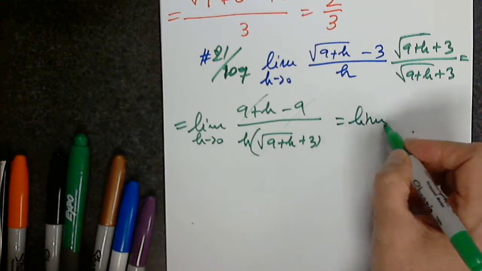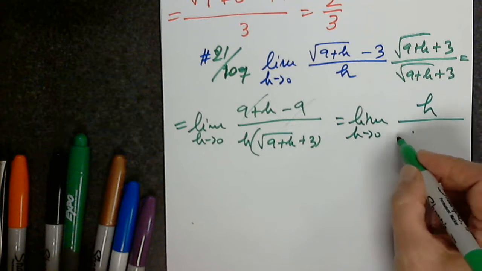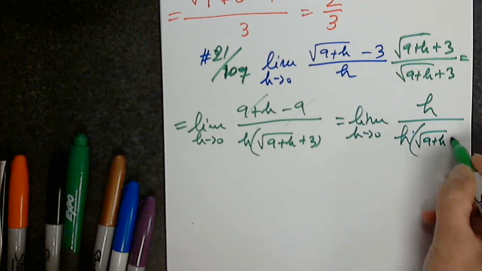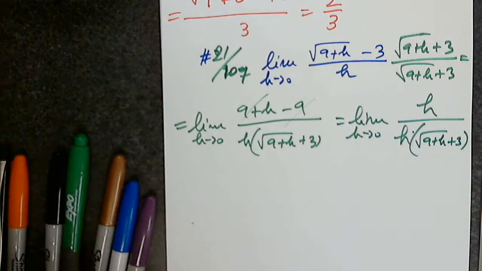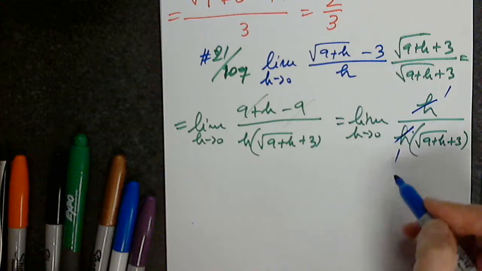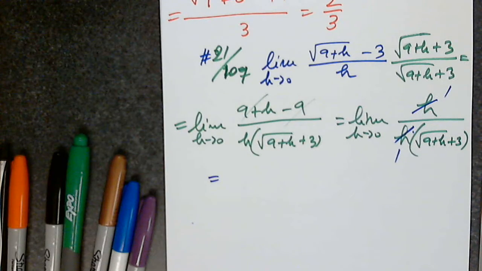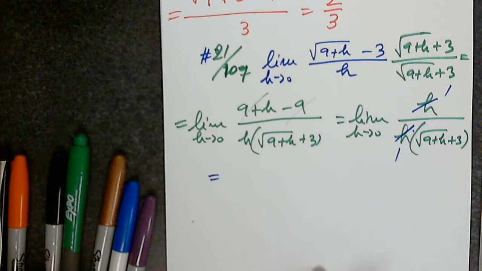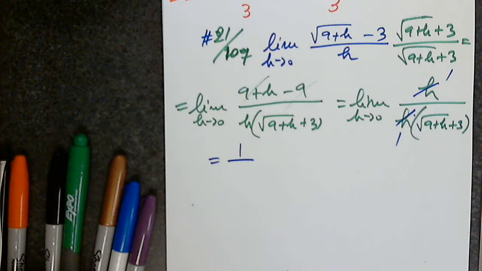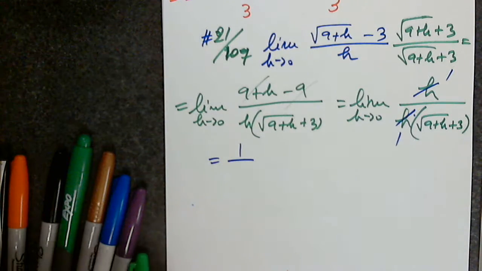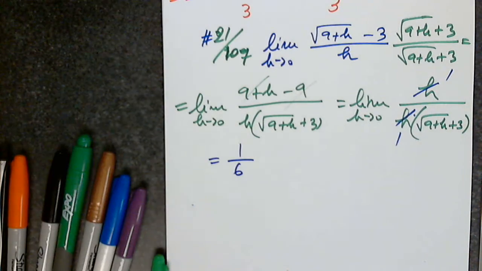Eventually, h goes away because it has to. It's the difference quotient. So the h from the top and the h from the bottom have to go away. I mean, the h from the bottom has to go away for sure. Okay. And now the limit is? One over 6 indeed. As h approaches 0, the limit is 1 over the square root of 9 plus 3.